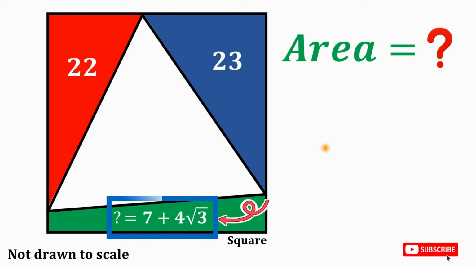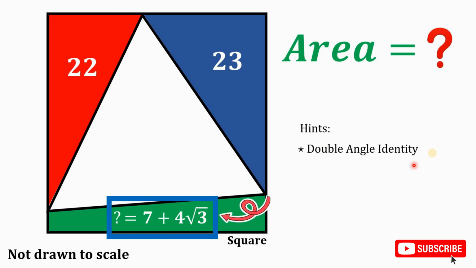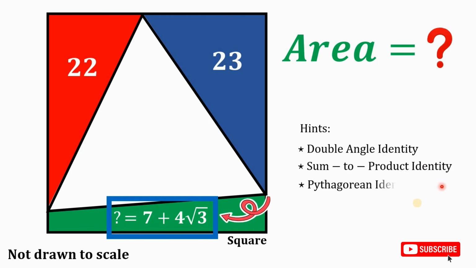So the first hint is the double angle identity. You need to use trigonometry to answer this. But of course, you can use pure geometry to answer this. But if you use trigonometry, you need to be able to use the double angle identity, sum to product identity, and the Pythagorean identity. Now, pause this video again and come back to this video if you get the same result. And now, let's answer this question together.